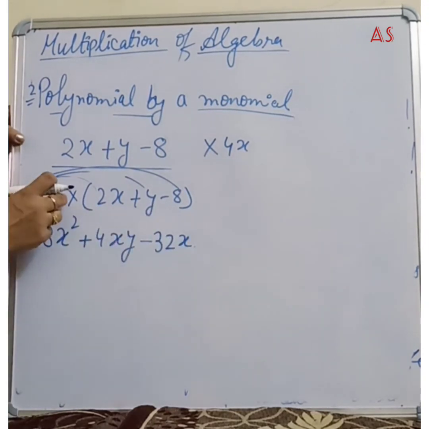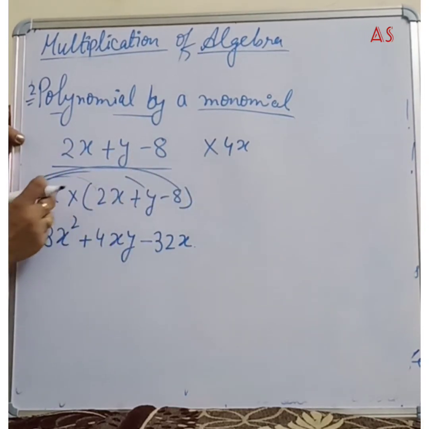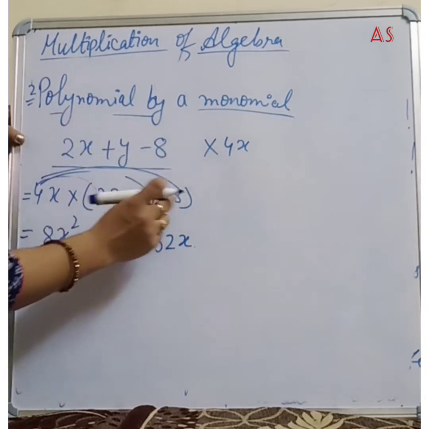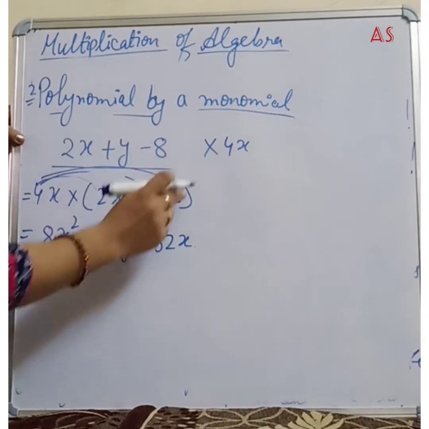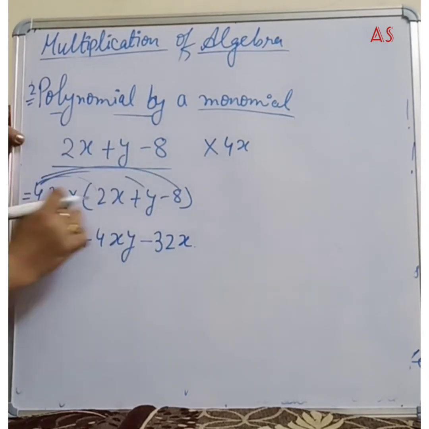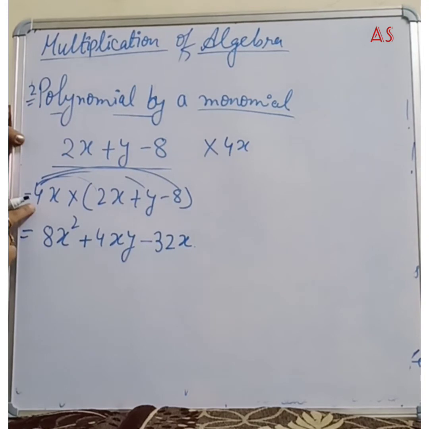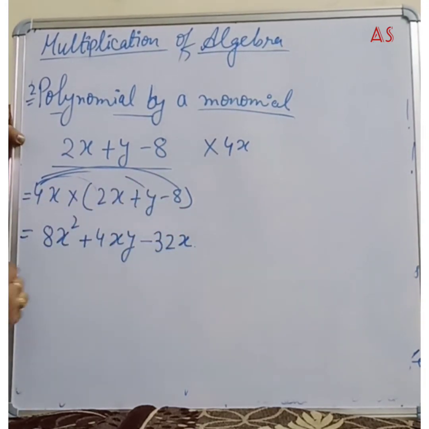We will multiply our 4x with all terms. Keep in your mind, not only with the first. We will multiply our number and our variables with each term. There are 3 terms, so multiply the first, second, third, then we will get the answer. The number also multiplies. If there is a minus sign, the minus sign also multiplies, so change the sign also. When we multiply by a negative number, change all signs inside the bracket. So this way we solve a polynomial by a monomial. Now one more example I am giving.